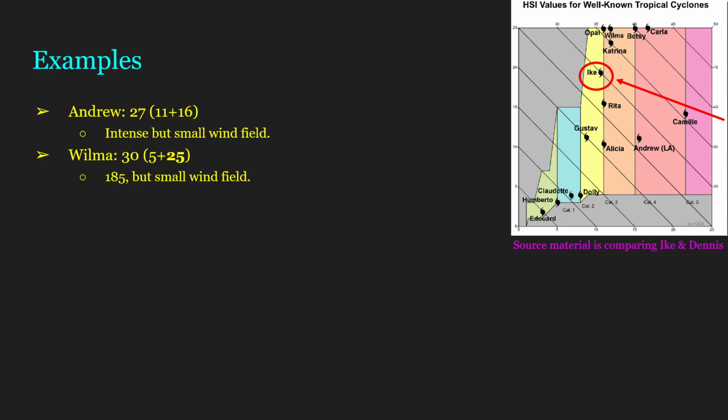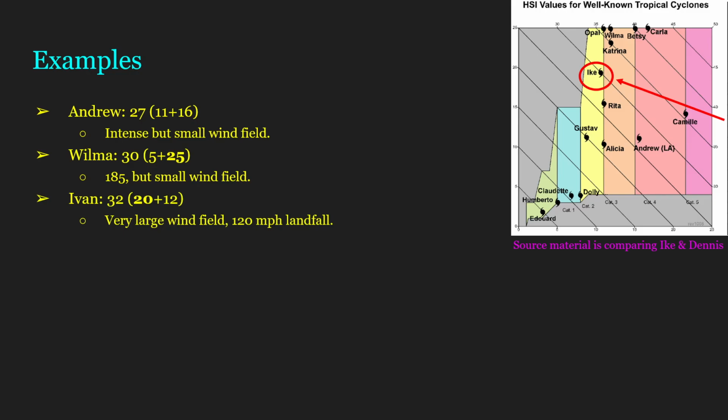This shows, again, you can have an extremely intense hurricane, but if the wind field isn't that large, you're not going to have that kind of damage that you expect from a Category 5 storm, if you're only experiencing tropical storm force or Category 1 force winds.